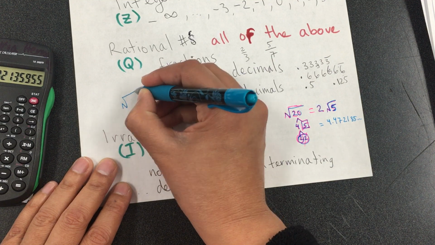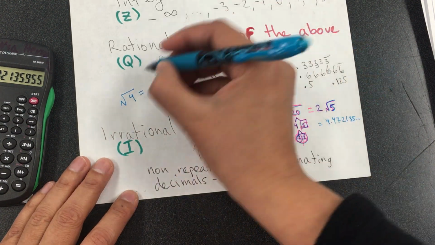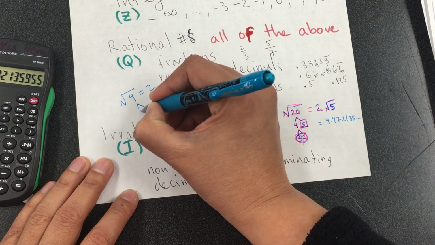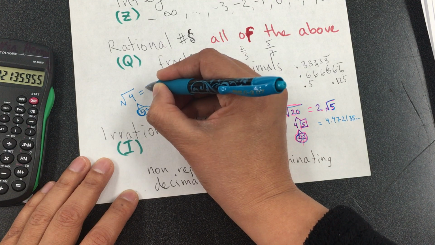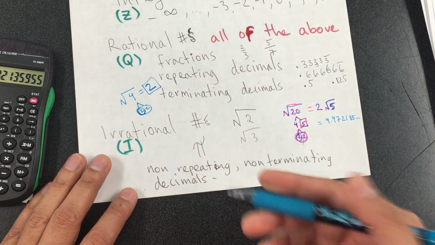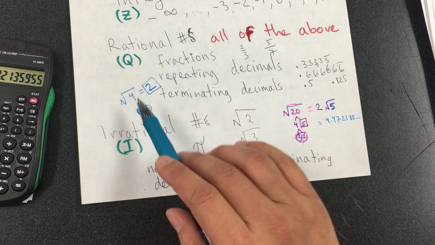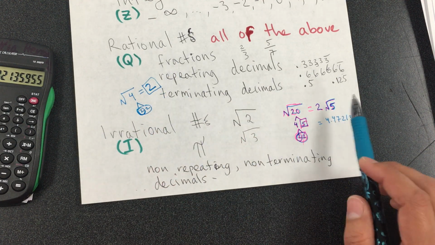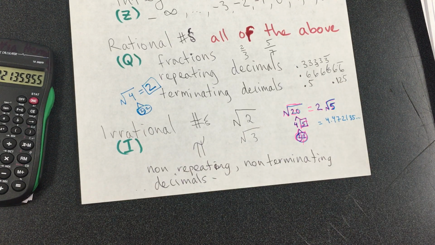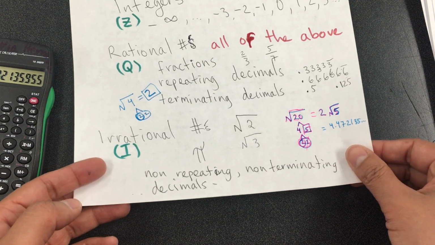Now, there are some that might look like irrational. For example, square root of 4. We already know that the square root of 4 is 2, because 2 times 2 is 4. You send the captain there. And so the answer is a whole number. 2 over 1 is a rational number, okay? So be careful. It's only when you cannot simplify to a whole number that it's an irrational number.